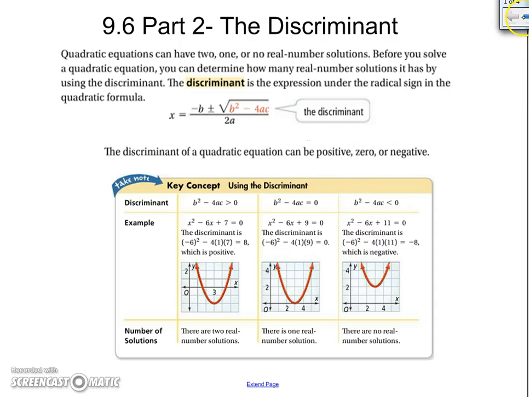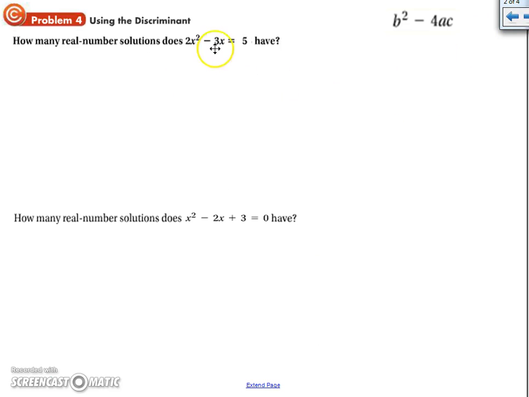So let's go ahead and practice a couple of these. First one here, we have to get it in standard form first. We can see this 5's on the right side. We need to move it over to the left by subtracting 5 from both sides. So we get 2x squared minus 3x minus 5 equals 0. So now we're going to use this discriminant right here to get b squared. Now it doesn't matter if b is positive or negative because we are going to be squaring it, so it's going to become a positive.